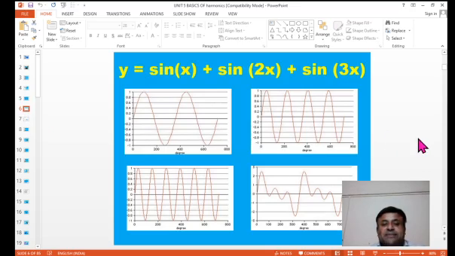As you can see here, three functions sin x, sin 2x and sin 3x are added together. The first graph gives a sine curve, the second graph gives sin 2x and the third graph gives sin 3x. So in this way, a number of graphs are added together to give rise to a complex wave.